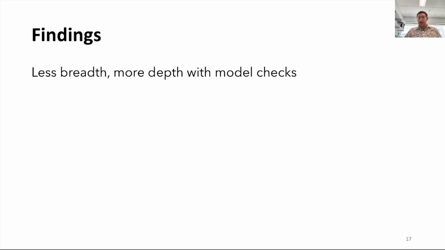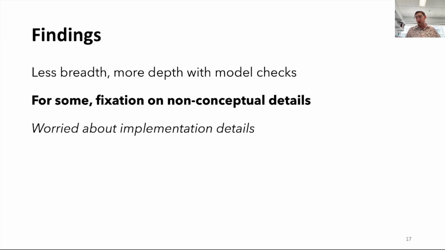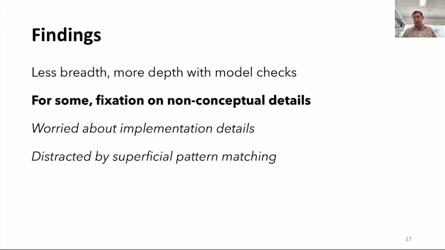However, for a smaller subset of participants, model checking led to fixation on non-conceptual details of the analysis process. For example, one participant worried so much about model implementation details that they did not explore most of the dataset when using model checks. A couple other participants got distracted by trying to make model predictions visually match the observed data, and they eventually responded to misfit by dumping predictors into the model unsystematically.